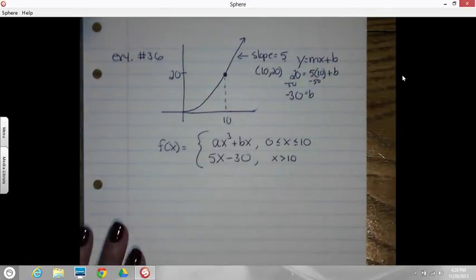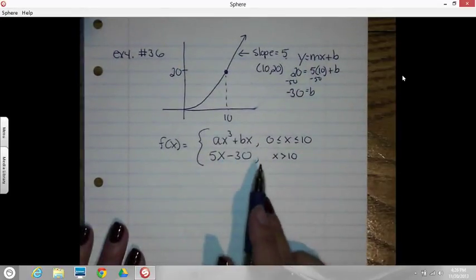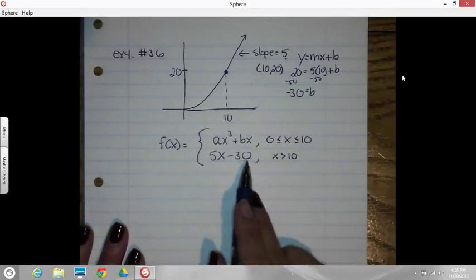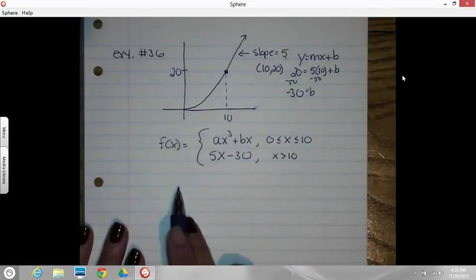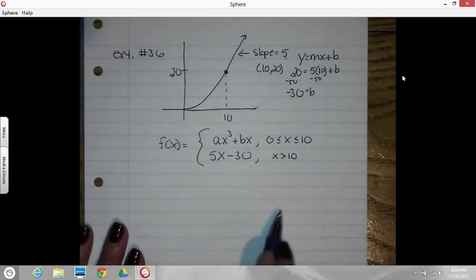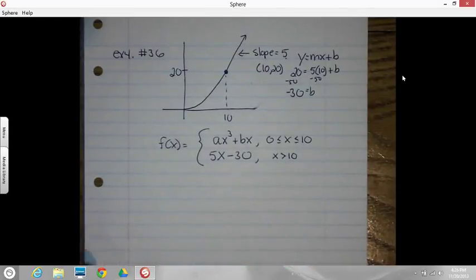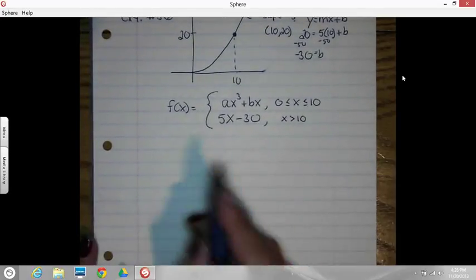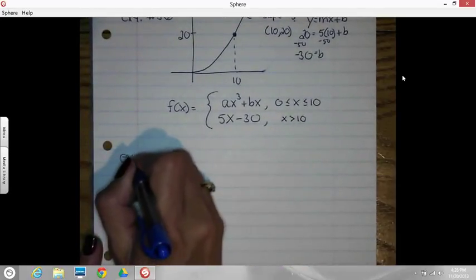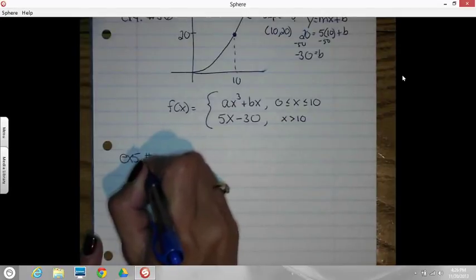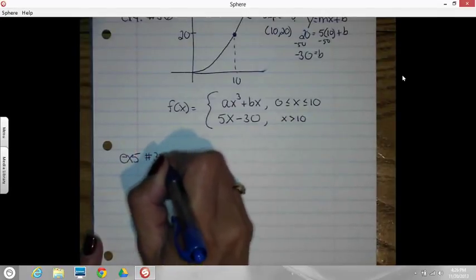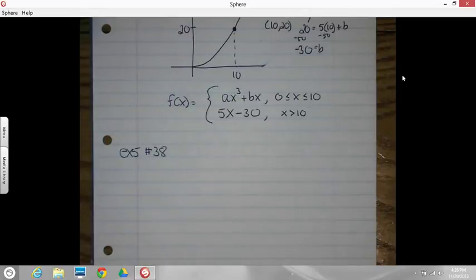And then now it's just up to you to solve for the a and the b. So go ahead, set the equations equal, substitute in the 10, then set the derivatives equal, substitute in the 10, and you shouldn't have a problem. And then the last one is number 38. Back to baseball.